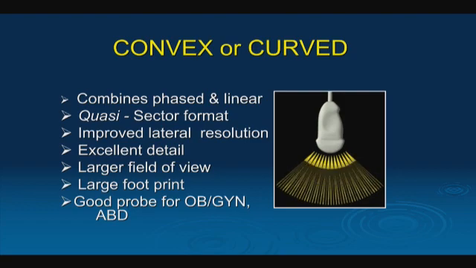And then we finally also have our curvilinear, curved, or convex transducer, terms all used interchangeably. This is basically a hybrid transducer. They took a linear array transducer and curved the face of it so that you can get in between rib spaces a little bit easier and create a sector format, but with a larger field of view.